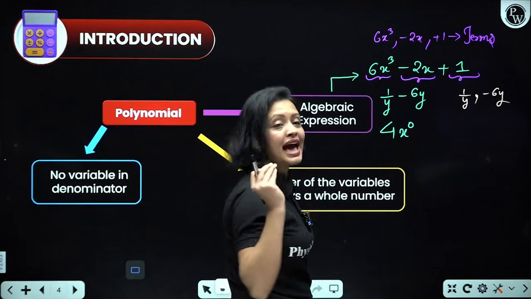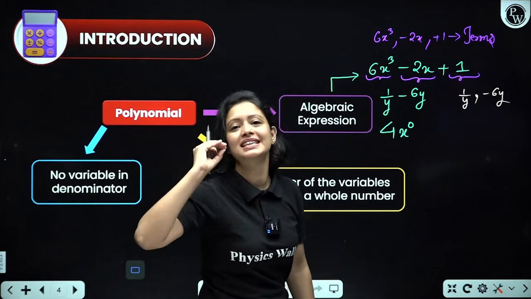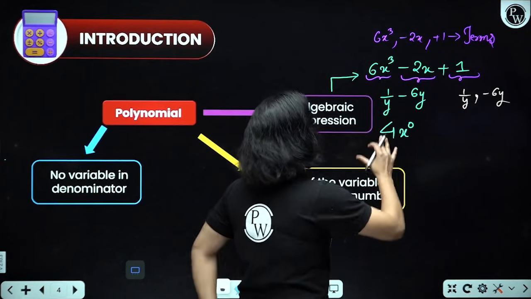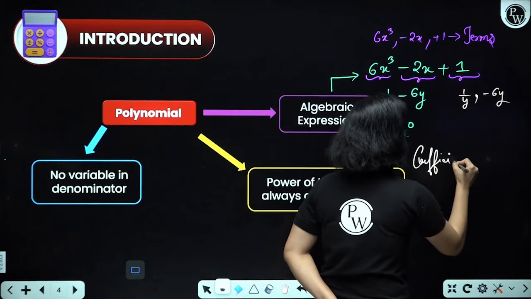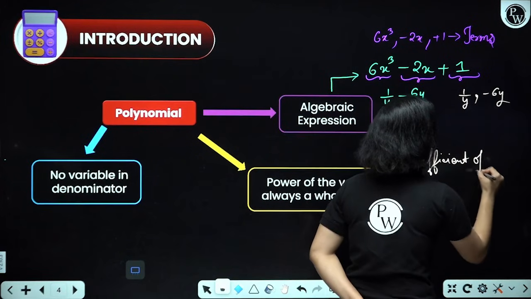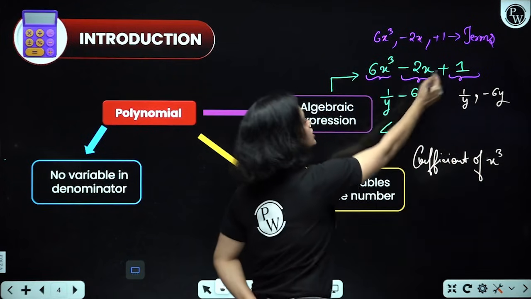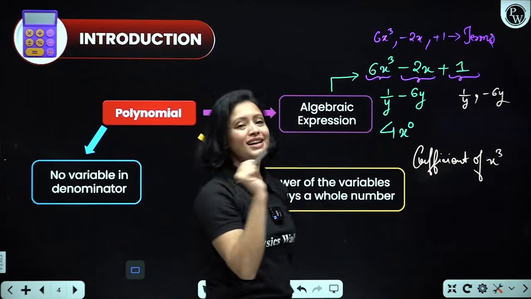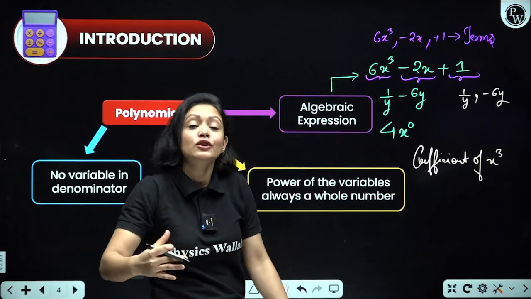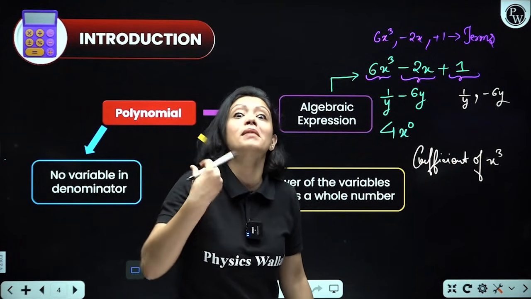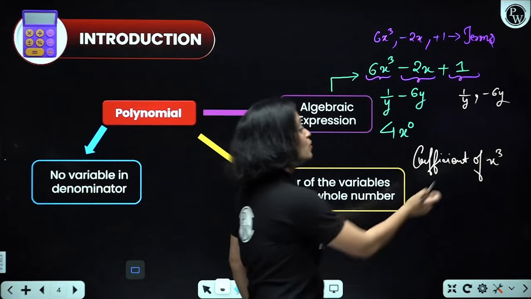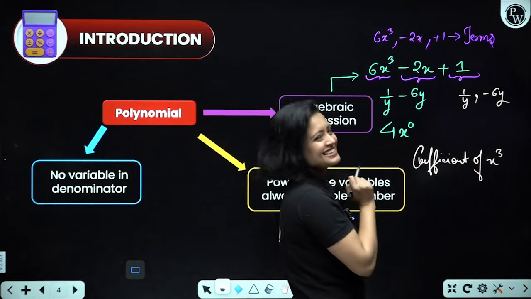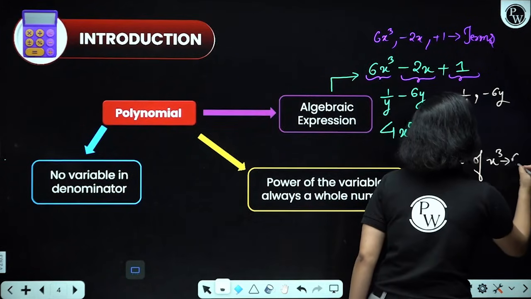Again, we are just revising basic stuff right now. So let's talk about the coefficient of x cube here in the first algebraic expression. What is the coefficient of x cube, everyone? You have to ask yourself, what are you multiplying with x cube? That would be the coefficient of x cube. So what are you multiplying with x cube? 6, right? So the coefficient of x cube is 6.